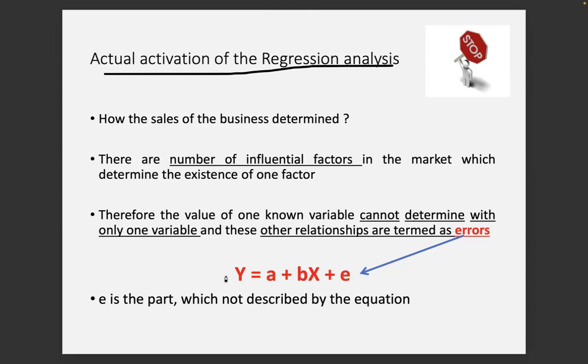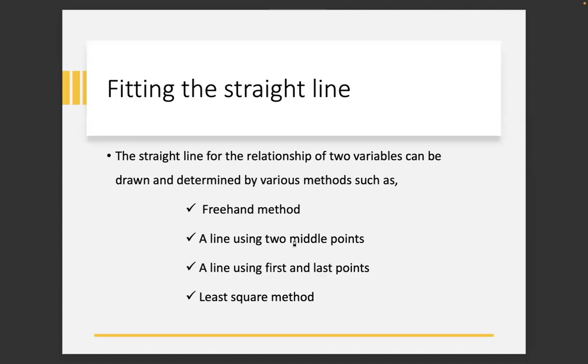E is the part which is not described by the equation. The part not described in the equation is what we define as the error. That part is not described by the equation, it's a hidden part. It's a hidden error there. Is it clear up to this point what I'm saying? Yeah. Okay. Then fit in the straight line.